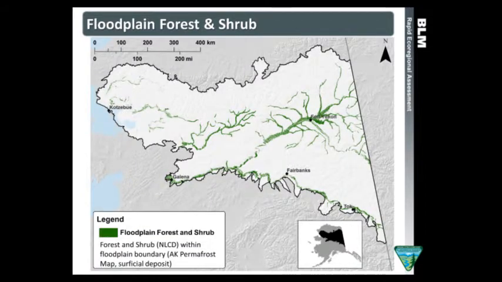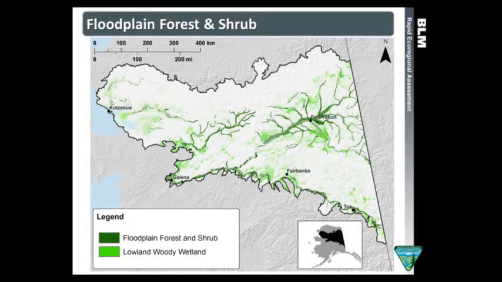This is a basic distribution of our floodplain forest and shrubs, because again, this is all of the forested classes and shrub classes within the floodplain polygon from the Alaska Permafrost map. And here it is juxtaposed with the lowland woody wetland. You can see a lot of those wetlands occur on the ancient terraces.